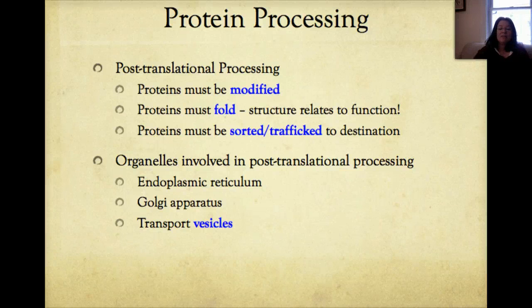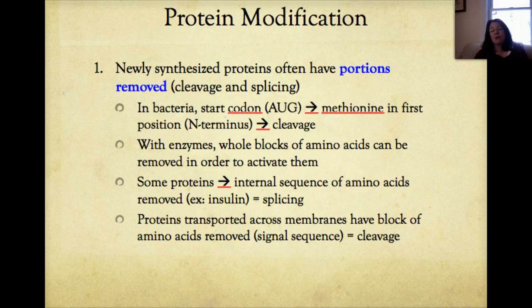Another in the cell. So let's start with post-translational processing, and the first thing we'll talk about is this modification process. And there are different types of modification, as you might have guessed. The first thing that can happen in terms of protein modification is that sometimes a piece of the brand new polypeptide will be removed. And there are two ways that this can happen.